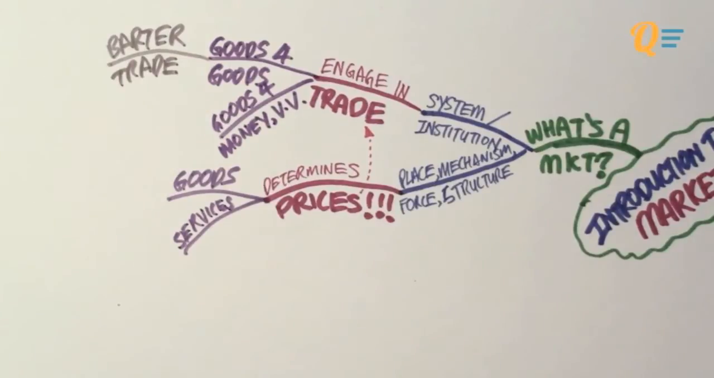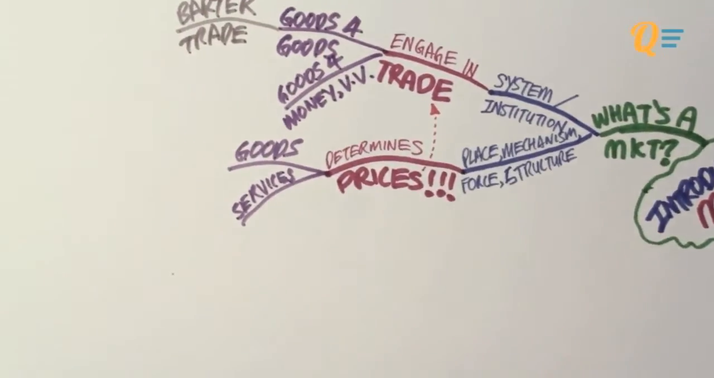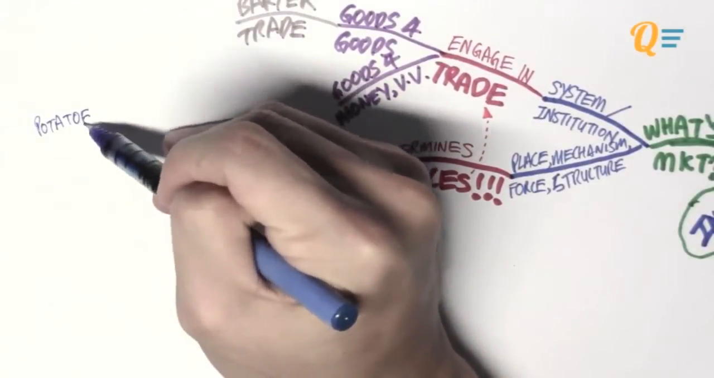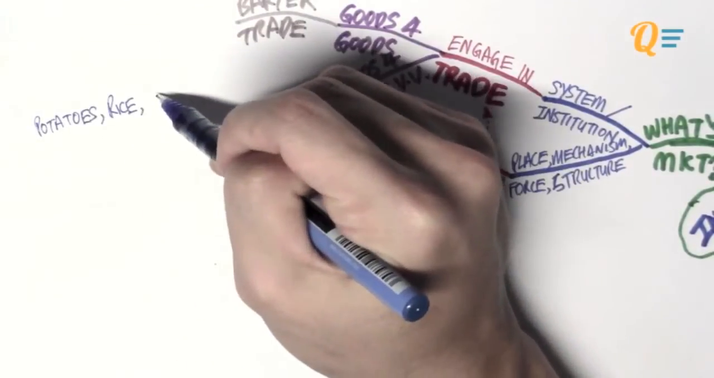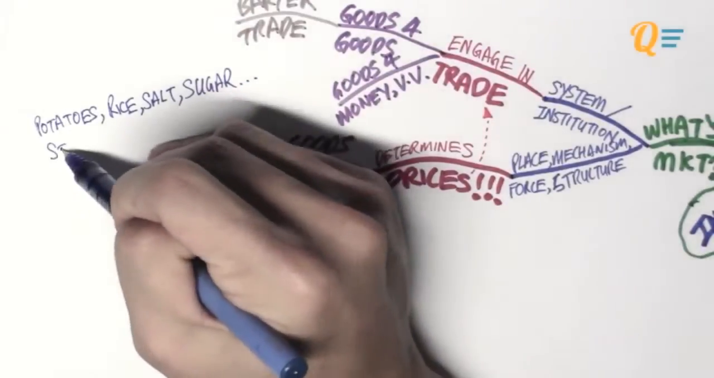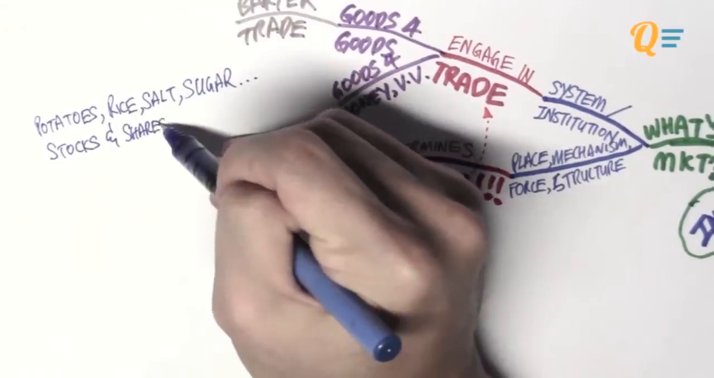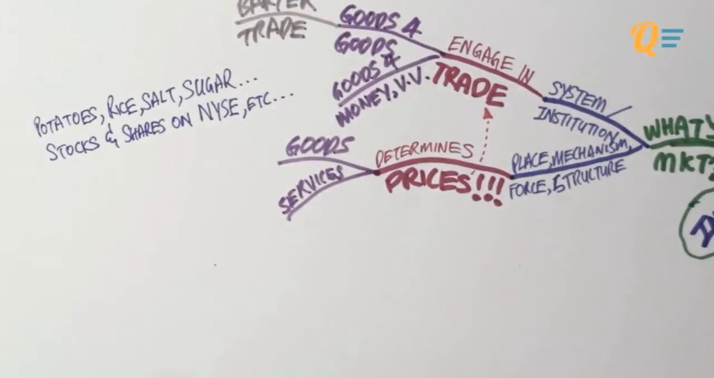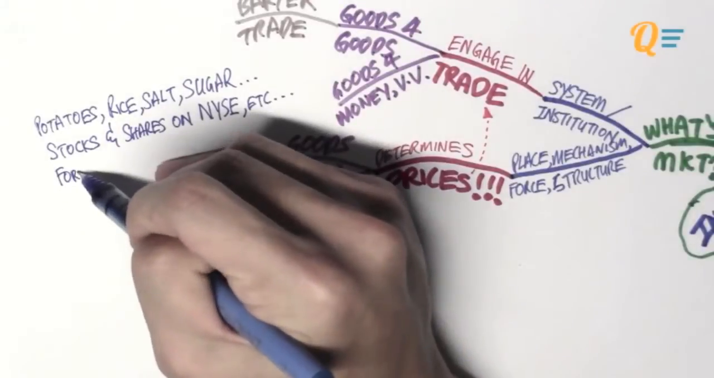Okay, so you have different kinds of markets, right? You're going to have markets for potatoes. Maybe you have markets for rice, salt, and even sugar. So it's a market for physical goods. You can have markets for stocks and shares as well. And these things are being traded on the New York Stock Exchange, stuff like that, on the stock markets.